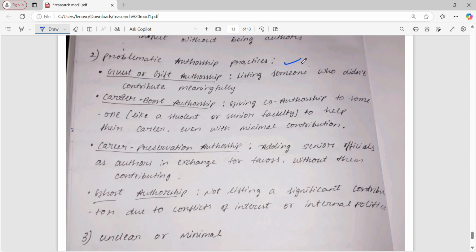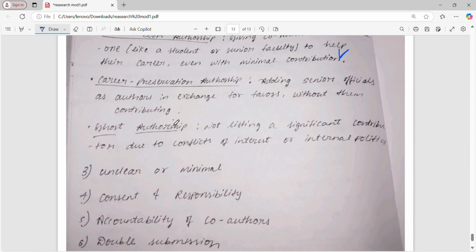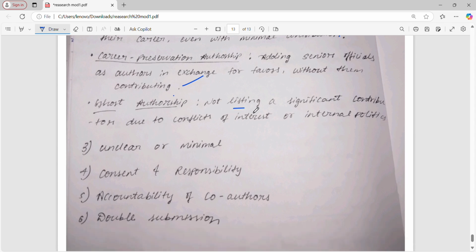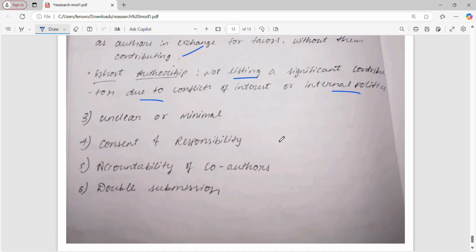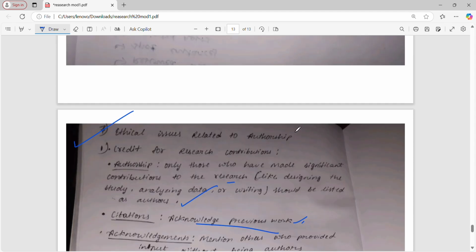Problematic authorship practices: guest or gift authorship, listing someone who didn't contribute meaningfully. Career boost authorship means giving co-authorship to someone to help their career, even with minimal contribution. Career preservation authorship means adding senior officials as authors in exchange for favors without them contributing. Next, ghost authorship: not listing a significant contributor due to conflicts of interest or internal politics. Others include unclear or minimal contribution and responsibility, accountability of co-authors, and double submissions. These are all related to authorship.